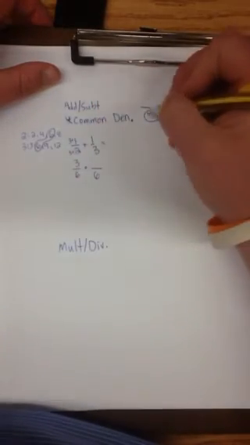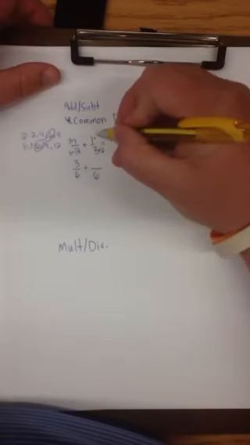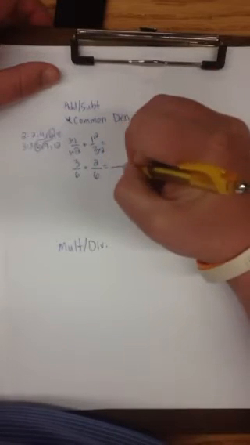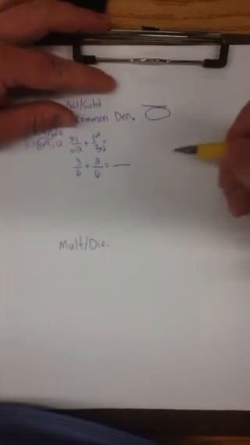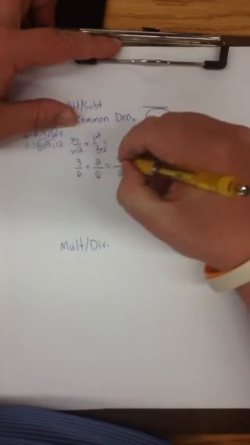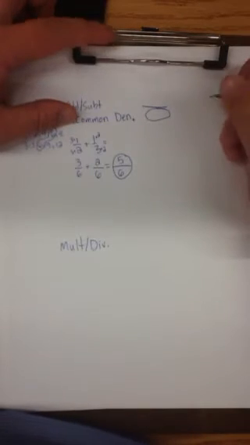1 times 3 is 3. In order to get from 3 to 6, we have to multiply by 2, so you have to multiply this by 2. 1 times 2 is 2. Now here's how I tell students to remember this: you work that hard to find a common denominator, make sure you keep it. So then it's 6, add across the top, it's 5. That's how you add fractions.